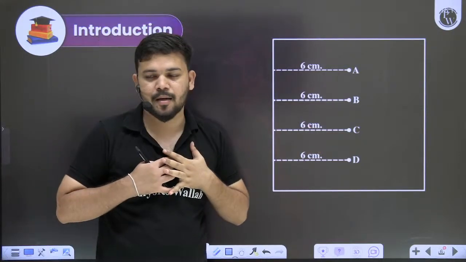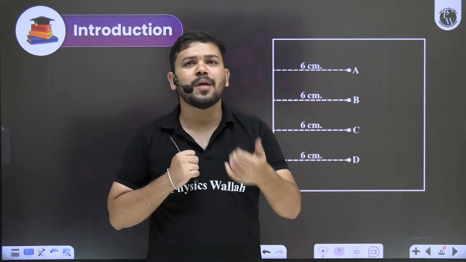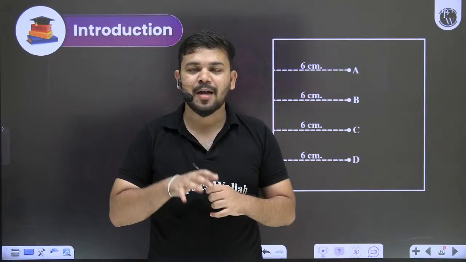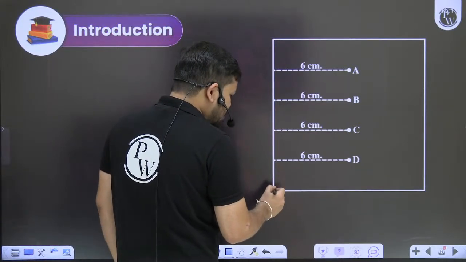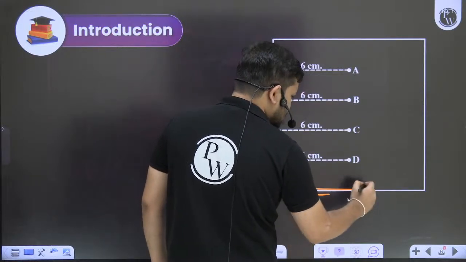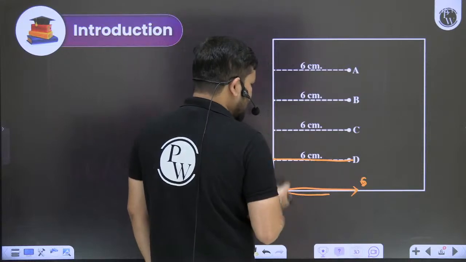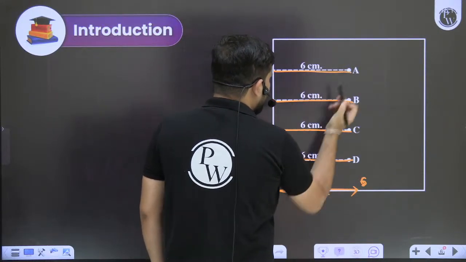Suppose I am standing here. There is one more person standing near me, 6 centimeters away from my point. So which means what? You can see here, the point is 6 centimeters on the top of my point. If I consider this as my point, from this it is also 6 centimeters, this is also 6 centimeters, and from this point, this is also 6 centimeters.